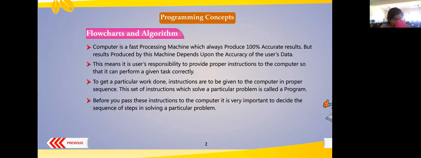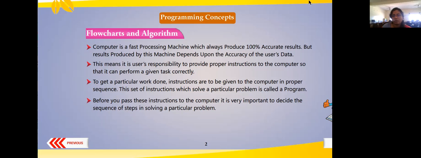Imagine you are solving a maths problem. Okay, children, you are solving a maths problem wherein you are supposed to do addition, multiplication and subtraction. First you are supposed to calculate one part of the problem, and then that answer will be used in another part, right? Like that. In that, just as you go step by step, in the same way you're supposed to give the instructions to the computer also.